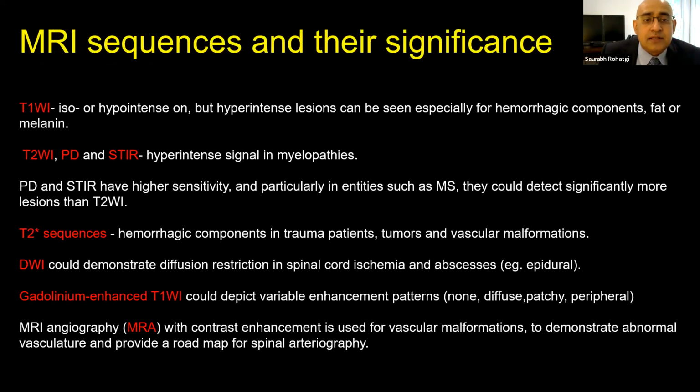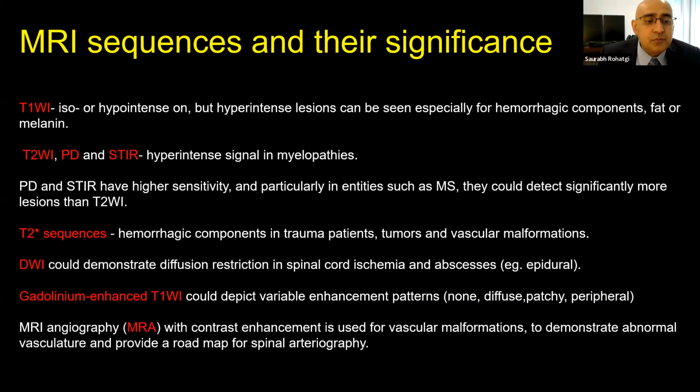The T1 weighted images are useful, especially when you're looking for any hemorrhagic components, fat, or melanin. T2 and STIR are the main sequences where we look for hyperintense signal, which we see in myelopathies. Literature has shown that proton density and STIR have a higher sensitivity to detect cord signal changes, especially in cases of multiple sclerosis. A T2 star or gradient sequence is useful to evaluate for hemorrhagic components in trauma patients, tumors, and vascular malformations.